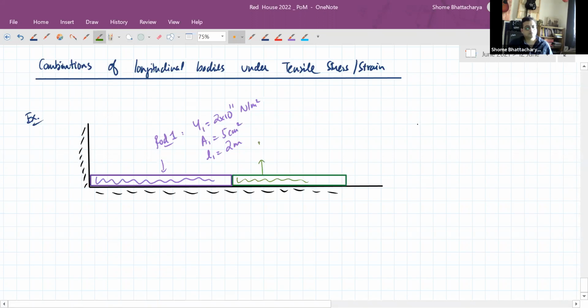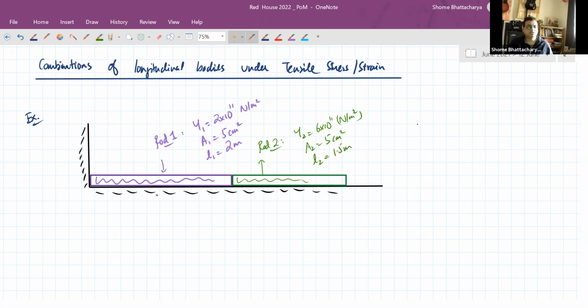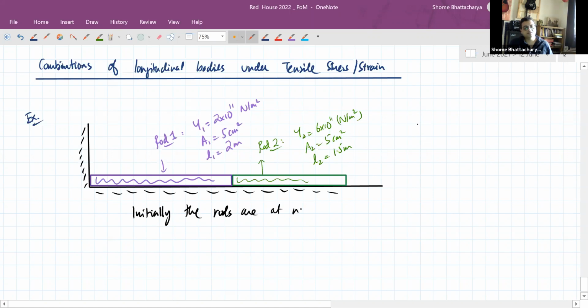So this is the second rod. It has a Young's modulus of, let's say, 6 into 10 raised power 11, the same area of cross section, and has a natural length of, say, 1.5 meters. Now, initially, the rods are at natural length.